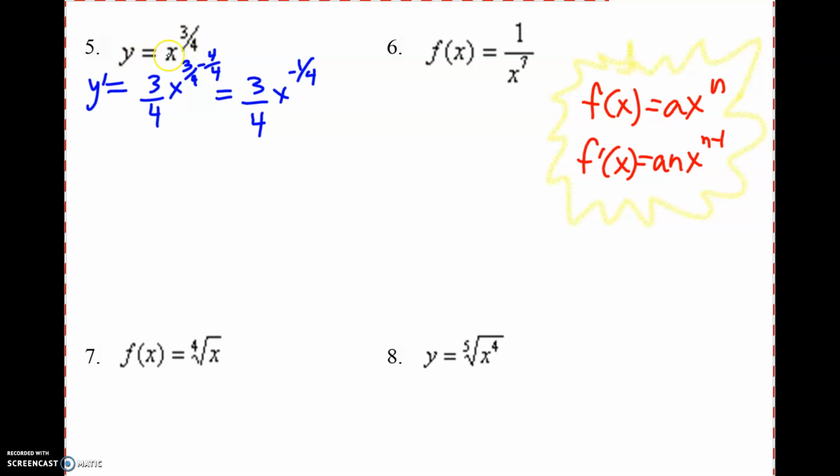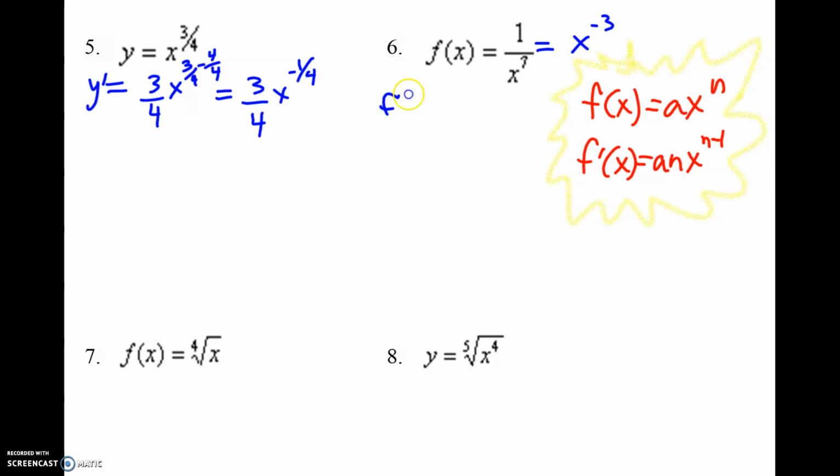At any point on this function, this is the equation to the line that's going to be tangent to that function. Let's look at number 6. What we want here is our original function to be in this form, a coefficient times x to a certain power. So here we're going to rewrite this function to be 1 times x to the power of negative 3. Remember your exponent rules. The negative in the exponent makes it reciprocate.